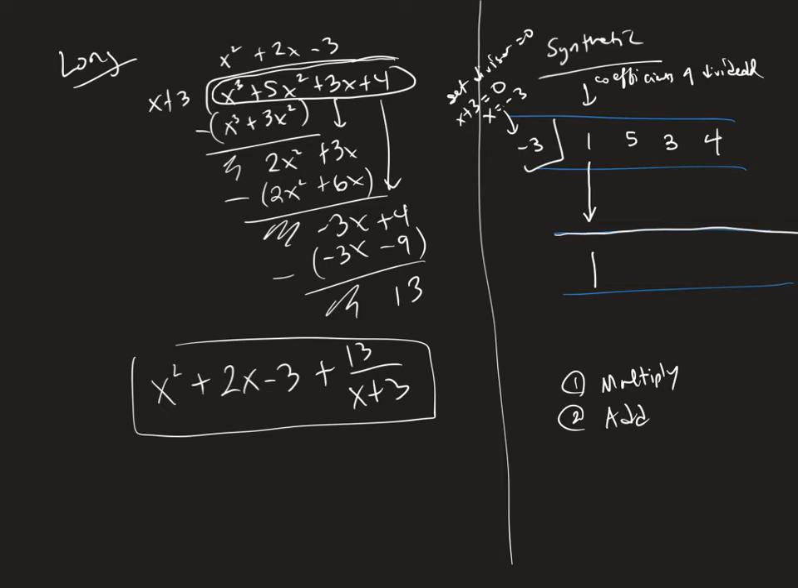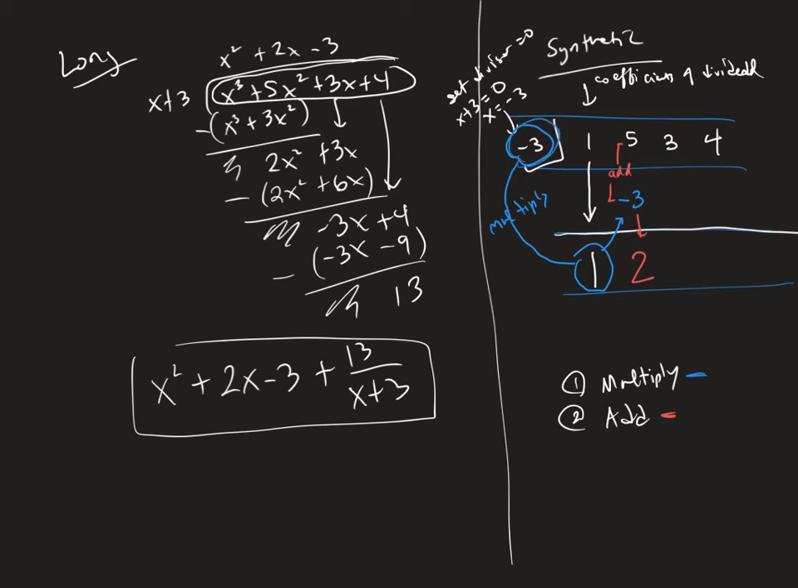The multiply part of it, you start with the number that's inside the box that represents the divisor, and you multiply it by the last number below the line. So we're multiplying those two things. So negative 3 times 1 is negative 3. That goes in the next column above the line. That's the multiply part. And then the add part, you add the numbers that are stacked on top of each other. So 5 plus negative 3 is positive 2. That goes in the same column below the line.